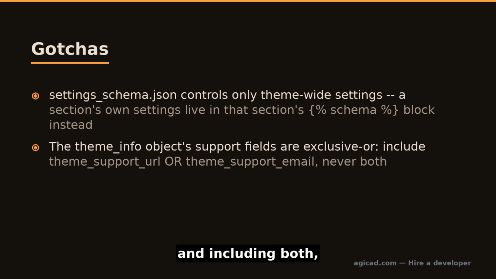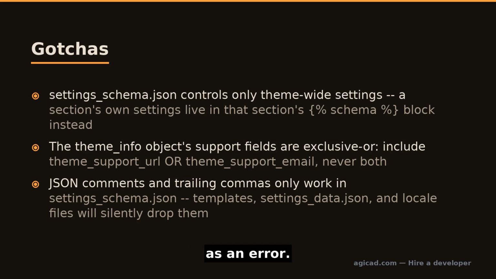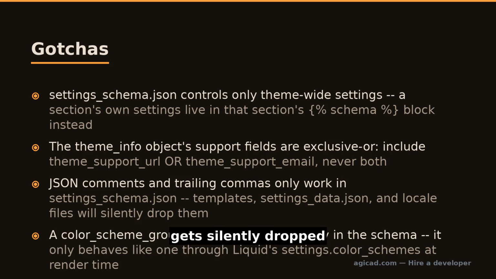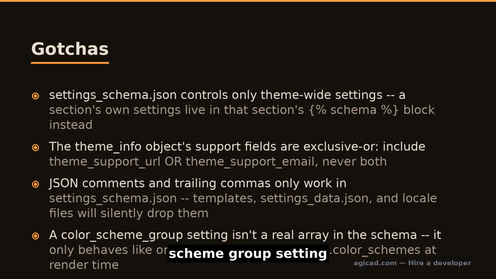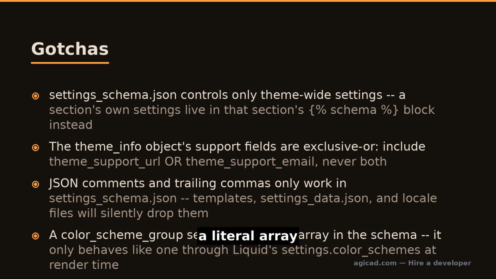JSON comments and trailing commas genuinely only work inside settings_schema.json itself. Try the same syntax in a template, in settings_data.json, or in a locale file, and it gets silently dropped instead of erroring. And a color scheme group setting isn't stored as a literal array inside the schema file, it only behaves like an iterable array through settings.color_schemes once Liquid renders it.